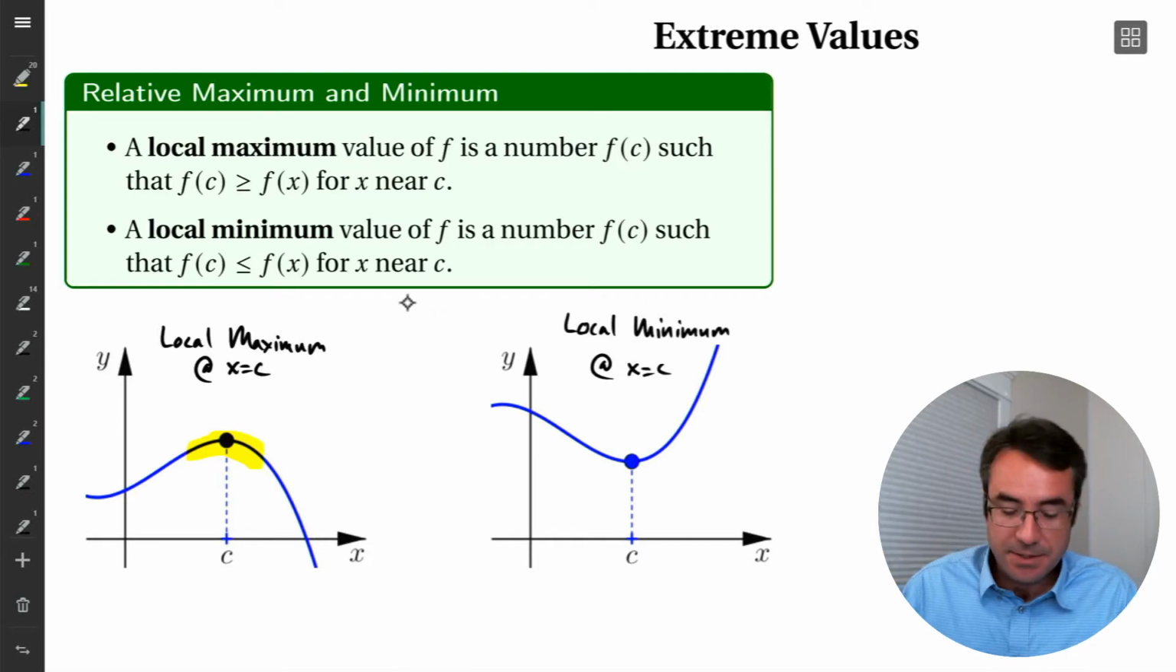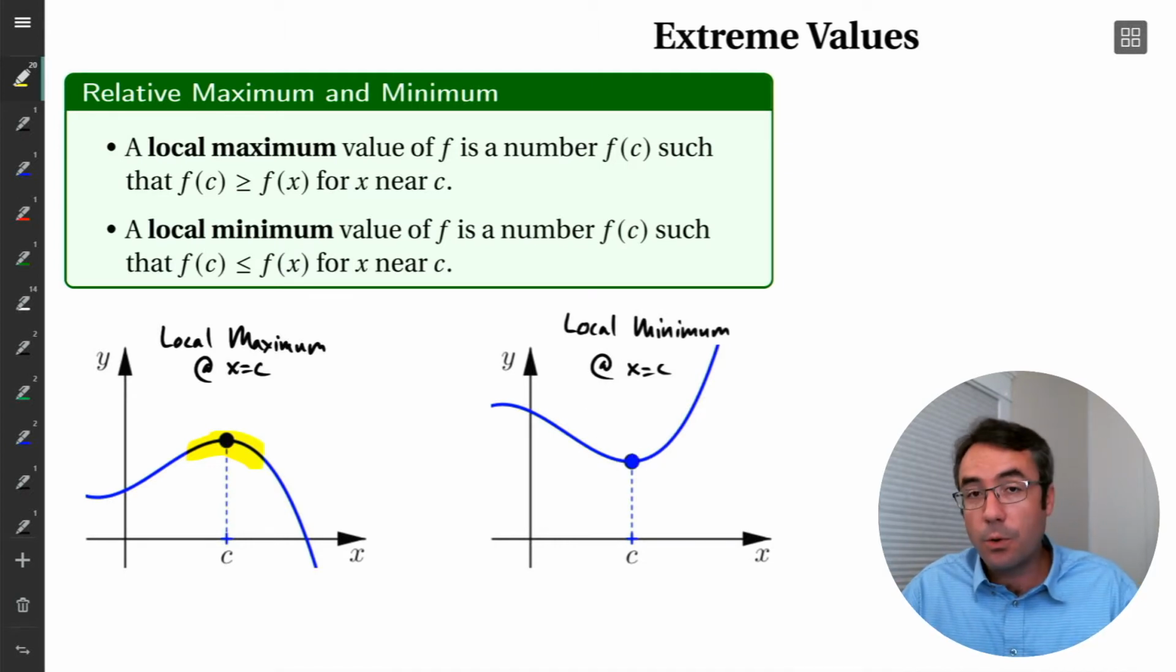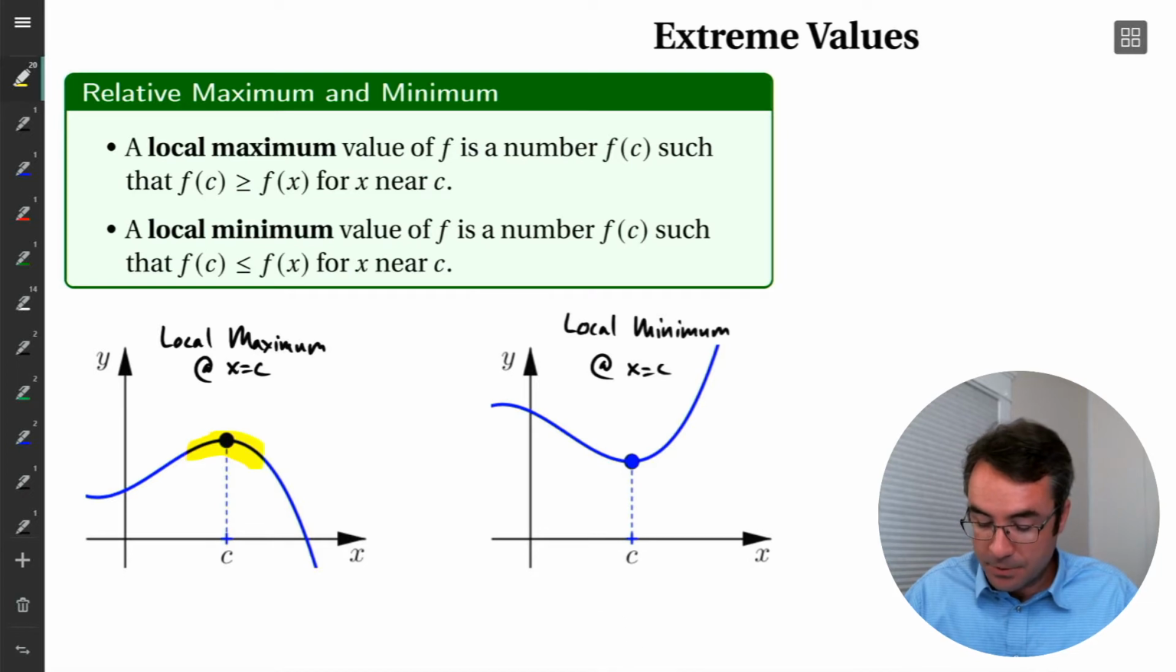What that means is a local minimum is a low point on our graph. There might be other points further away that are lower, but right around x equals c, we can find a little section of our graph where that is the lowest spot. There might be other low points out there, further away, but right around x equals c, we can find this little section of our graph where that is the lowest point.